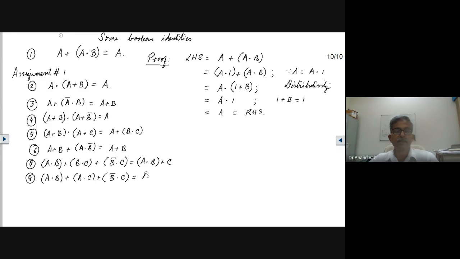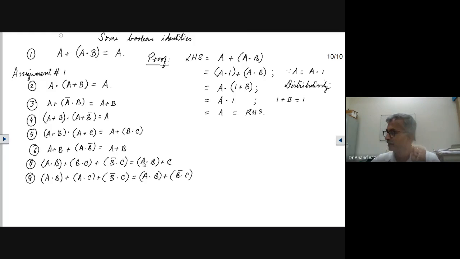(A and B) or (not B and C). Now, you may see on the left hand side for this eighth assignment that you have three terms, right hand side you have two terms. Left hand side, the first and the last are the same as the first and the last on the right hand side. But you have to prove it. Okay. So we will continue with the laws of Boolean algebra.